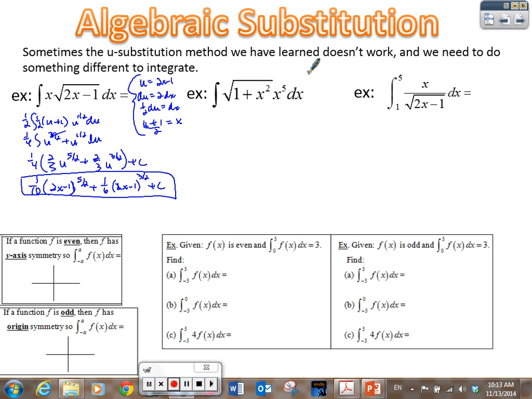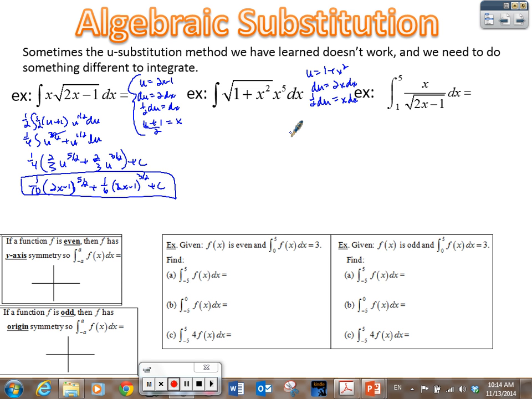So here we would say u equals 1 plus x squared, du is going to be 2x dx. Move the 1/2 over. So we've taken care of the 1 plus x squared, and we have taken care of one of the x's. Y'all see that? One of the x's is taken care of right here. But I have 4 x's left to deal with.